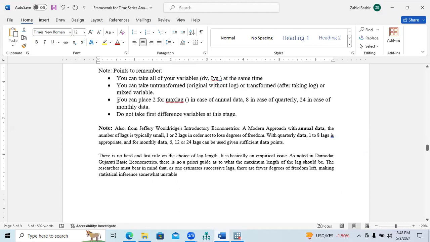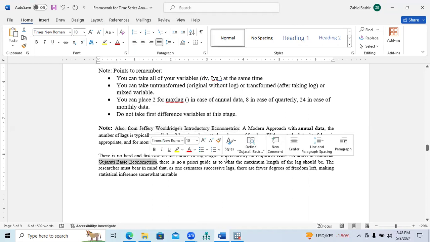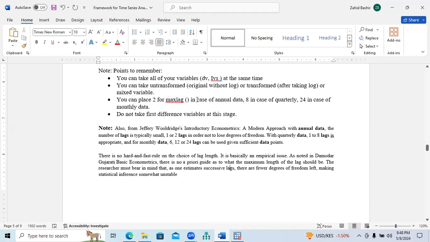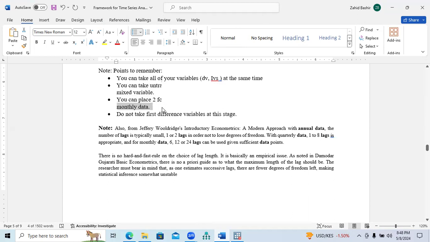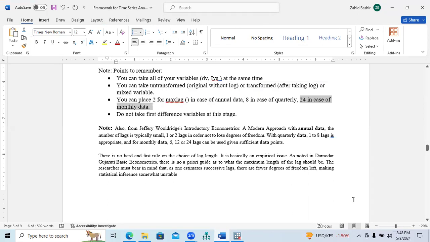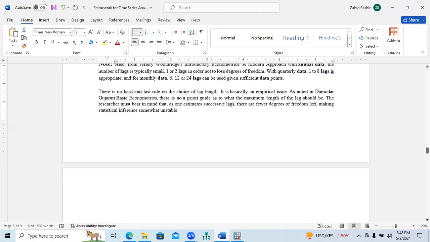Always remember, in case you are using annual data, the maximum lag that you can take is 2. You can take 2 as a lag, because most researchers, for example Wooldridge and Gujarati, have described that the maximum lag length in case of annual data should be 2. If you are using quarterly data, you can take 8 as the maximum lag length, and 24 in case of monthly data. These are suggestions from renowned researchers that you can consider.